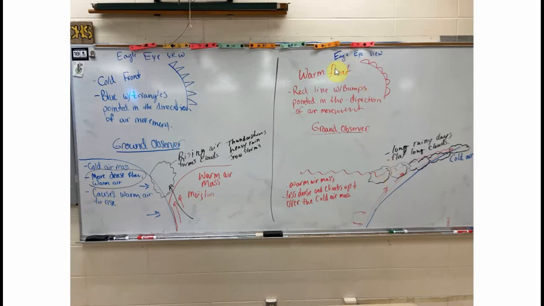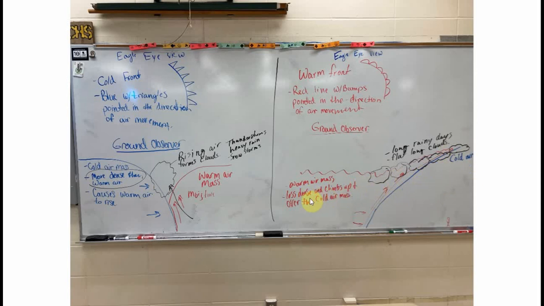Over here, we have our eagle-eyed view of this warm front. So this is the first front that comes in when a low-pressure system comes by. It's represented with red lines with bumps pointed in the direction of the air movement. Again, if we're the ground observer, we see this warm air mass, and this one's actually moving into the cold air mass, so it's kind of catching up to the cold air mass here.